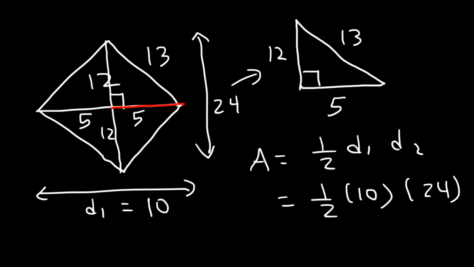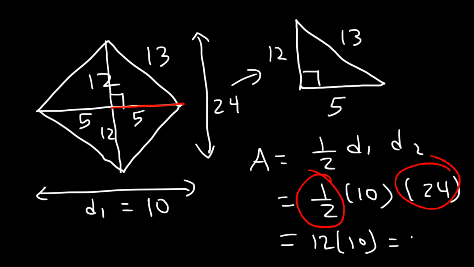Now, half of 24 is 12, and 12 times 10 is 120. So the area of this particular rhombus is 120 square units.